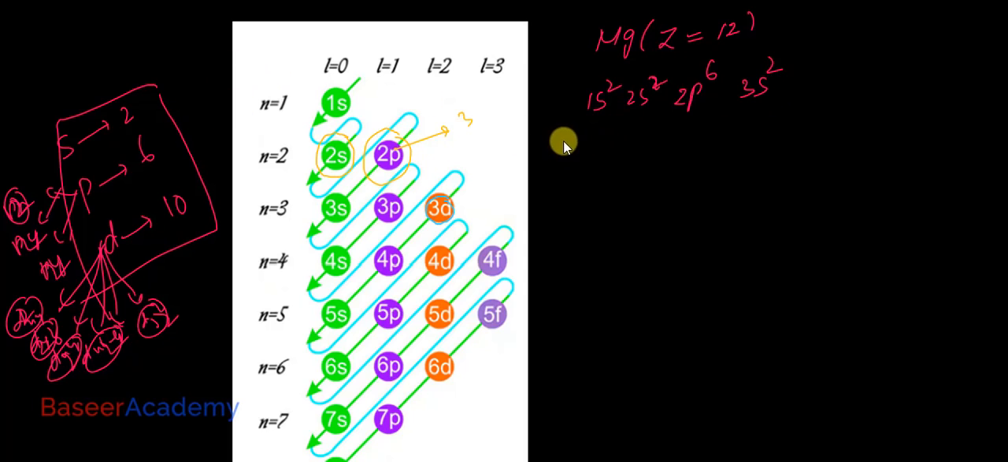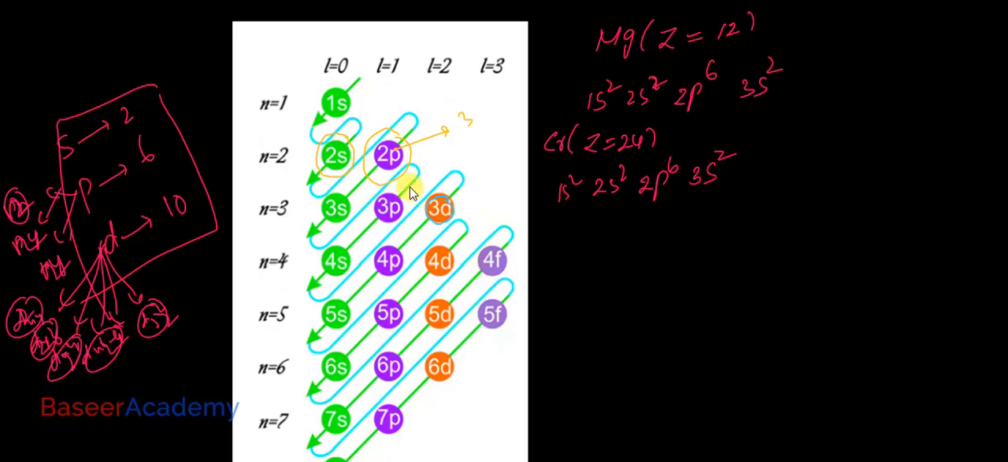Let me write down the electronic configuration for chromium. Chromium has an atomic number 24. What should be the electronic configuration? The first 2 electrons should go into 1s. After 1s is completely filled, the rest of the electrons go into 2s. After 2s, electrons will go into 2p. How many electrons can p subshell occupy? 6. So 2p6. After 2p, the rest of the electrons will go into 3s. s can occupy a maximum of 2 electrons. So in 3s, you will have 2 electrons.